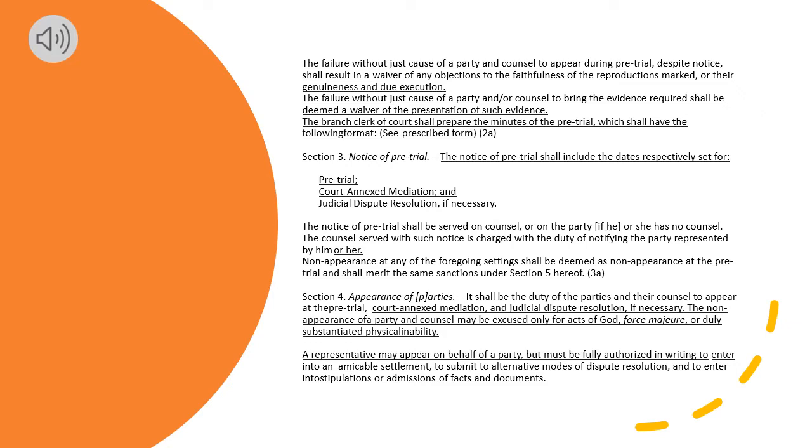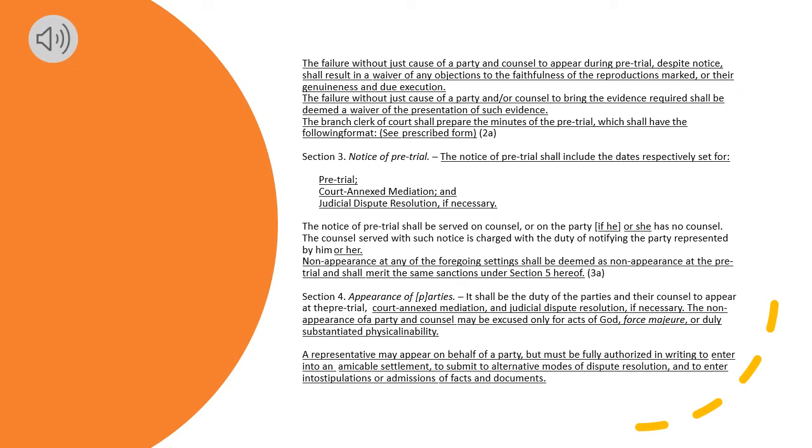The notice of pre-trial shall include the dates respectively set for pre-trial, court annexed mediation, and judicial dispute resolution, if necessary. The notice of pre-trial shall be served on counsel, or on the party if he or she has no counsel. The counsel served with such notice is charged with the duty of notifying the party represented by him or her. Non-appearance at any of the foregoing settings shall be deemed as non-appearance at the pre-trial and shall merit the same sanctions under Section 5 hereof.